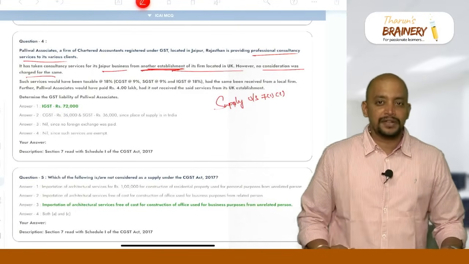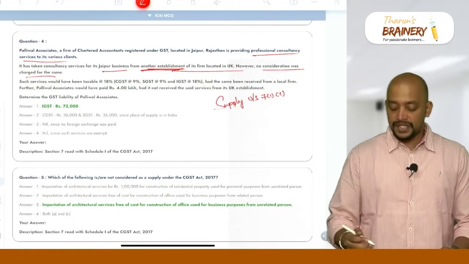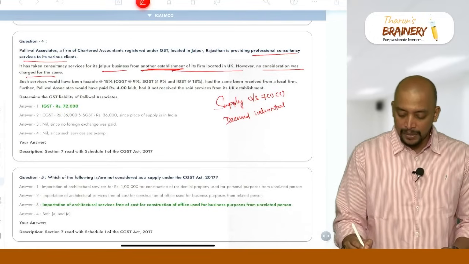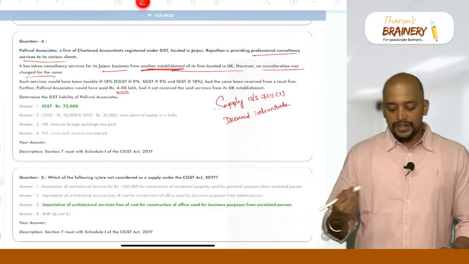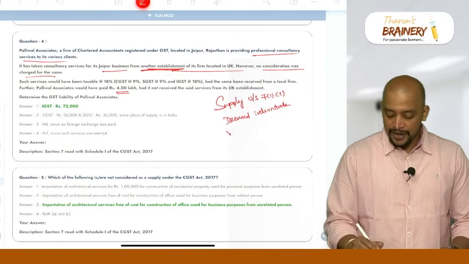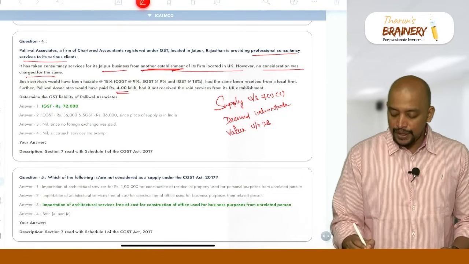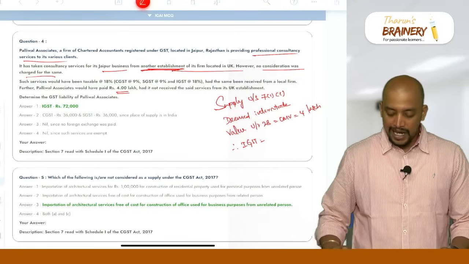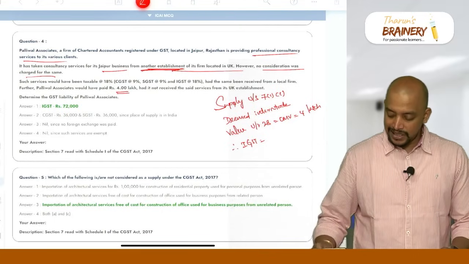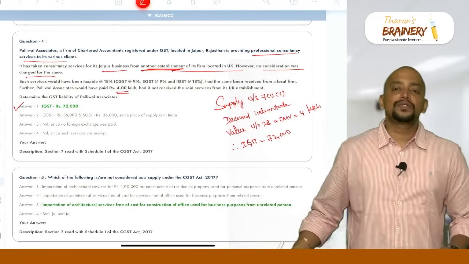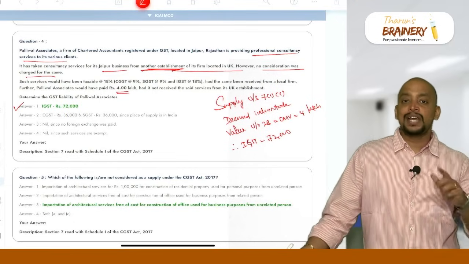Once it becomes supply under 71C, import of service is deemed interstate, so IGST will be applicable. What is the value? As it is without consideration from a related person or distinct person, the value is under rule 28. What will be the value under rule 28? Open market value, so 4 lakhs will be taken. What will be the IGST? 4 lakhs into 18%, which is the IGST rate here. That will be 72,000. So therefore, answer 1 will be taken. As per rule 28, we need to determine the value because it is import of service from a distinct person.